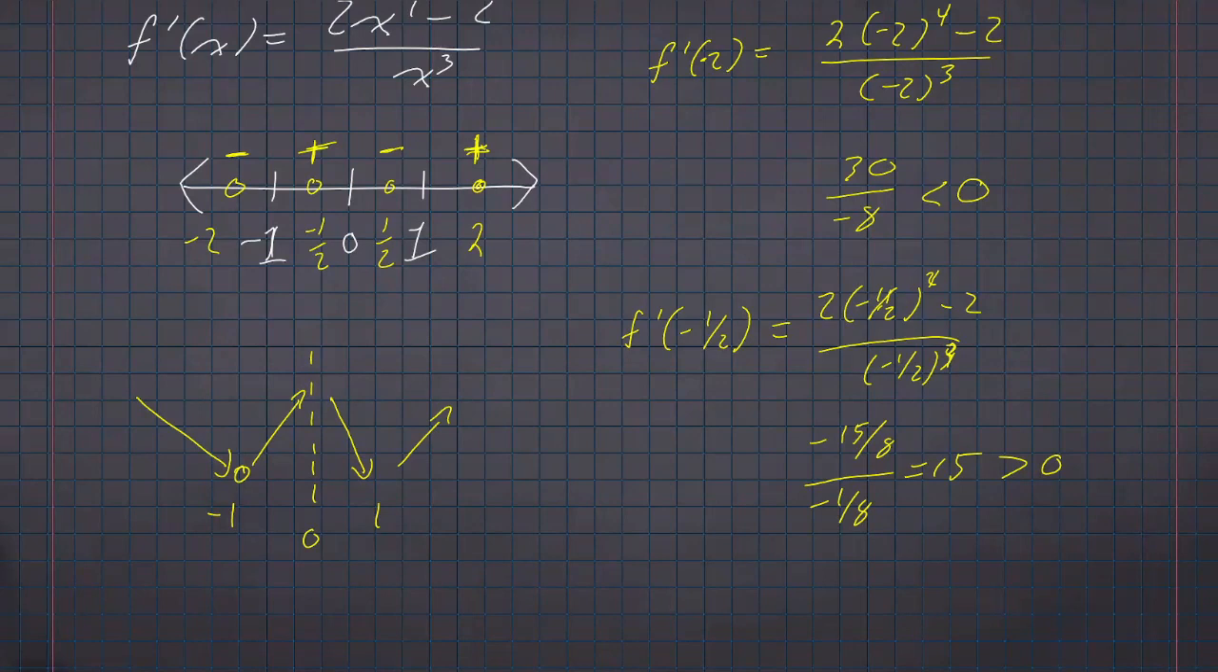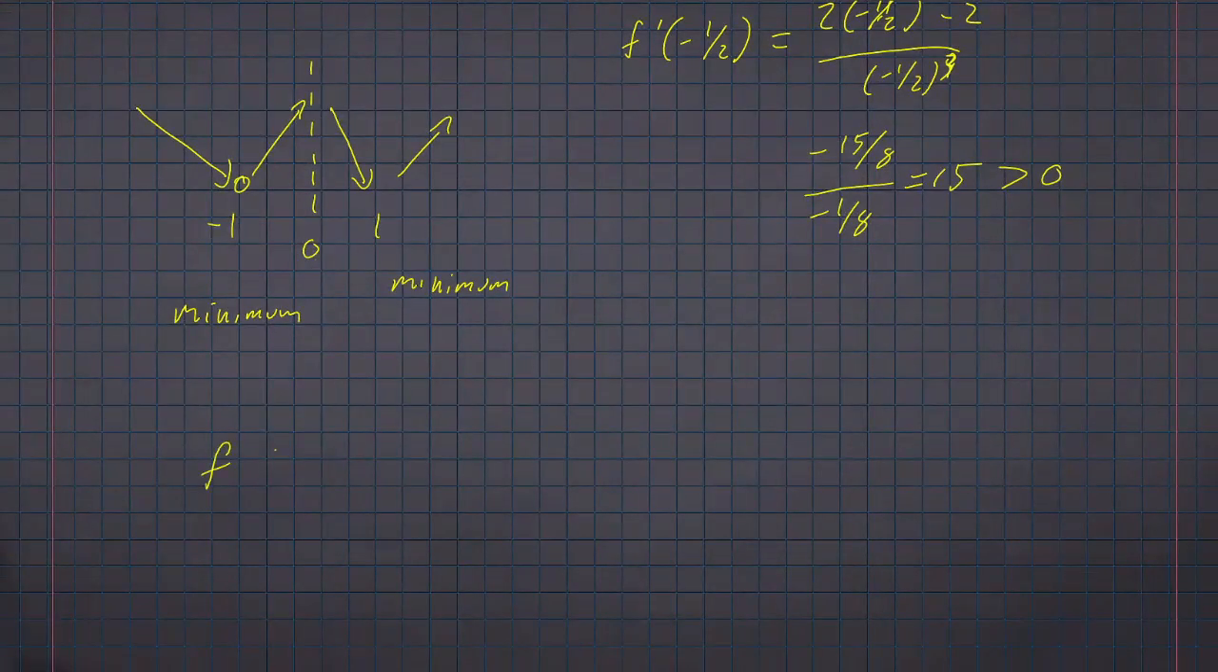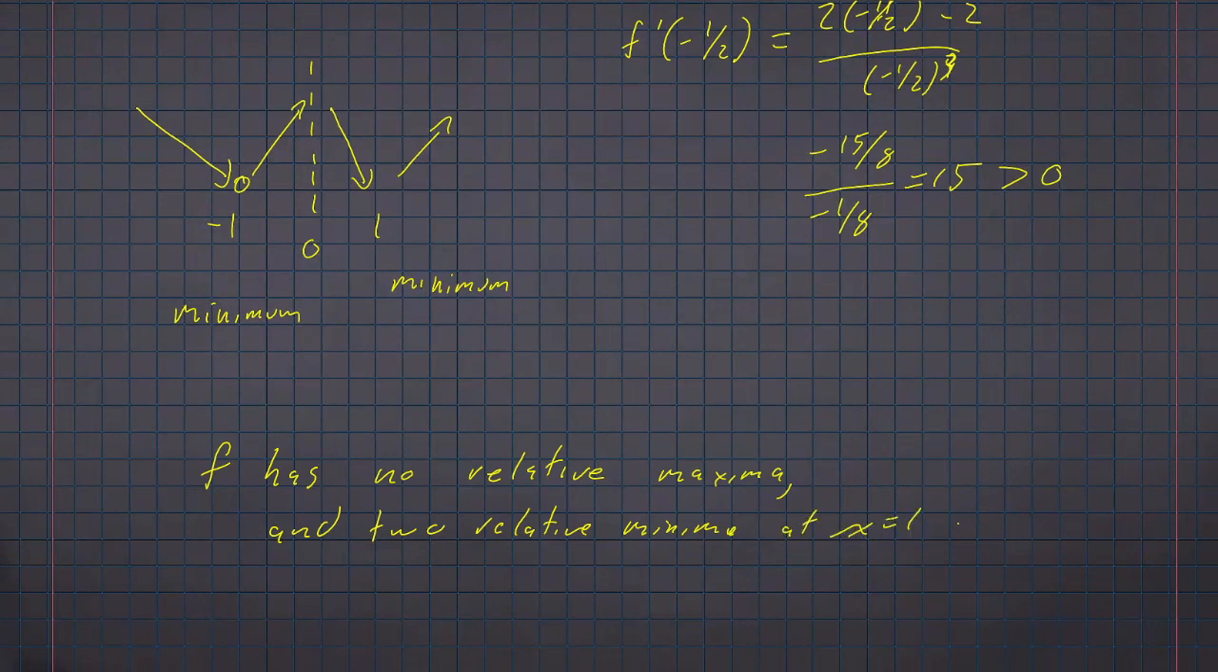Because by looking at the straight lines, we can see that at negative 1, we have some sort of a minimum, and at positive 1, we also have some sort of a minimum. So f of x here has two relative extrema. F has no relative maxima, but it does have two relative minima. They occur at x equals 1 and at x equals -1.